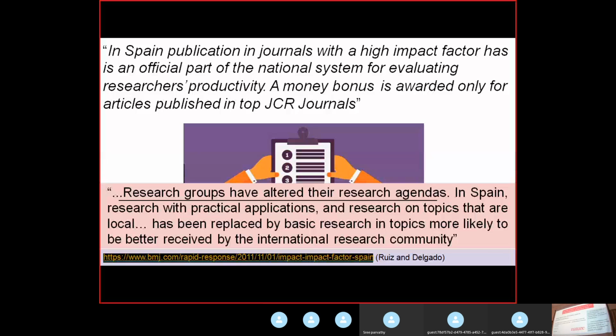Now, in Spain, publication in journals with high impact factor is an official part of the national system for evaluating researchers' productivity. A money bonus is awarded only for articles published in top JCR journals. Different countries provide money as a bonus for their research work. If you are ready to publish in highly reputed journals in JCR, then your impact factor may be high, and you will get more citations, and you will get money also for this impact factor.